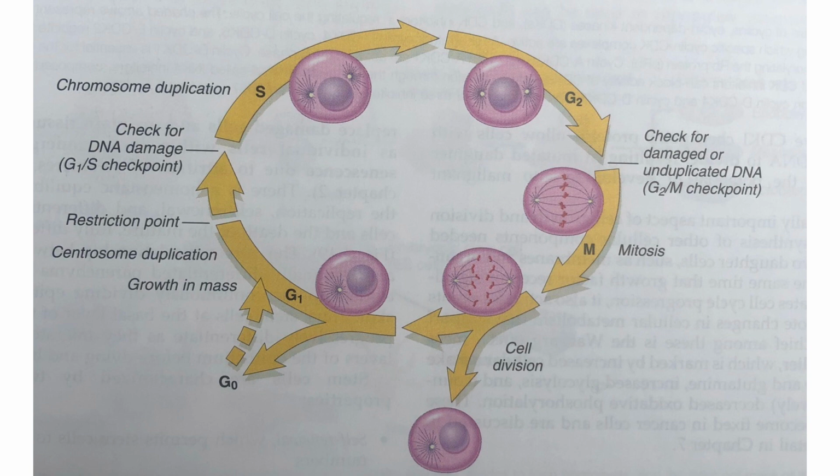In the M phase, which is mitosis, you'll see the chromatin lining up in the middle with the centromeres literally pulling these apart. After cell division, you get a daughter cell here and a daughter cell here. We have a G0 rest phase, and then we get a growth in mass, a restriction point, a signal sent, and then we get DNA synthesis, and the cycle repeats.